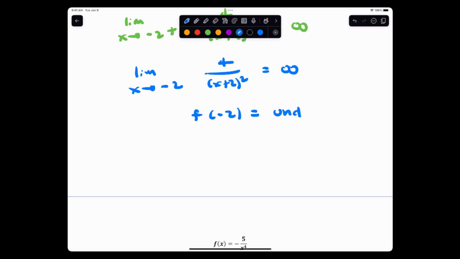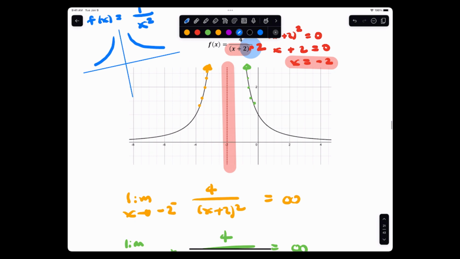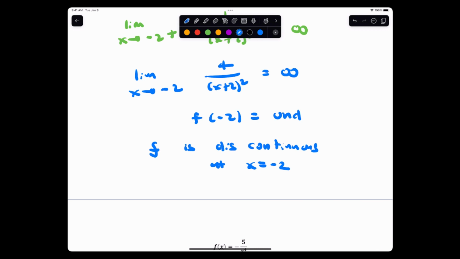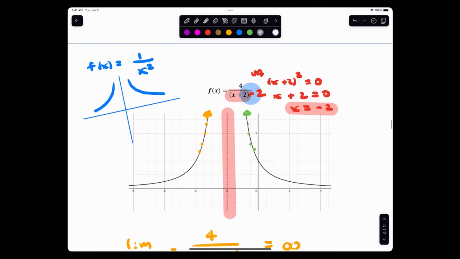What always happens for functions at vertical asymptotes? F is undefined, but it's also discontinuous. That always happens at your vertical asymptotes, because they're not equal. Essentially by definition, infinity is not the same as undefined. You think it is, but it's not. It's really by definition, right here. These are two different things. But also, there's no way you can draw that curve without picking up your pencil at -2.